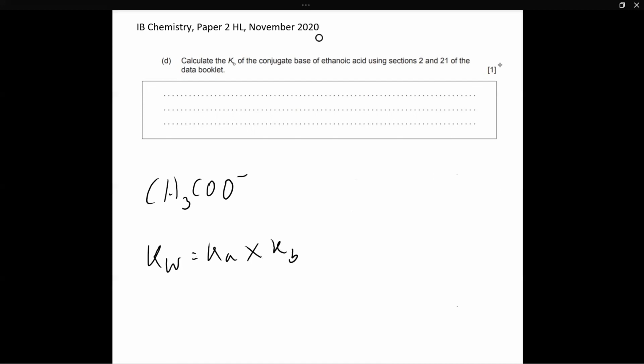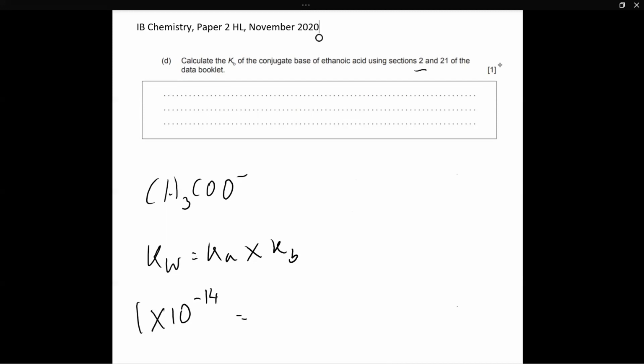All we need to do now is refer to the data booklet and insert some numbers and we'll have our answer. So what is Kw? That's the first thing. Well, Kw is a standardized number and that's what you need to use section 2 for. In section 2, you will find the value of Kw. Kw is the ionic product constant for water or the dissociation constant for water. So like we have a dissociation constant for acids and for bases, we also have a dissociation constant for water. So the dissociation constant for water is 1 times 10 to the power of negative 14 at 298 Kelvin.